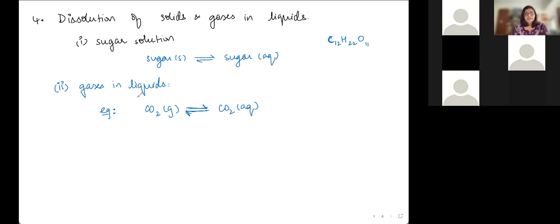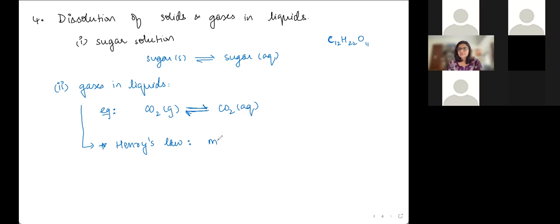So related to the extent of how much, the forward process, reverse process, there is something called Henry's law. So Henry's law, very simply put, basically, yeah, Kaveri.